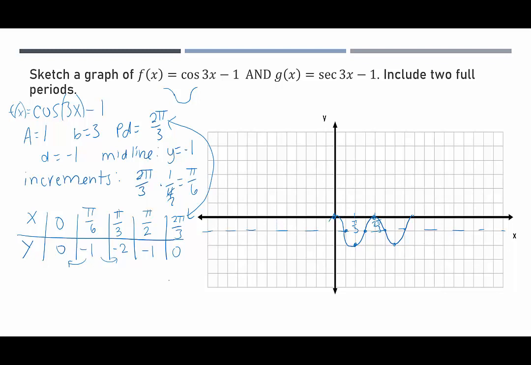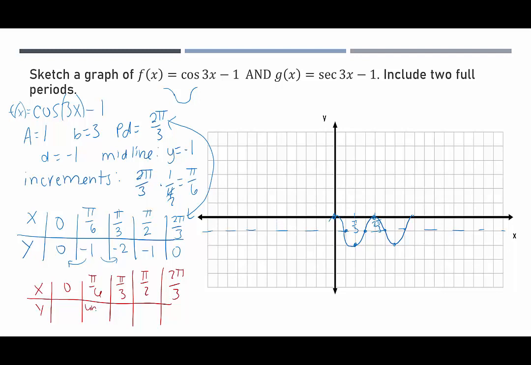Now let's look at our secant graph. Setting up our table, we have x and y, and we have 0, pi over 6, pi over 3, pi over 2, 2 pi over 3. Now the tricky thing here is with that vertical shift, basically anything that's on the midline for cosine is an asymptote for secant. So that means we have asymptotes here at pi over 6.